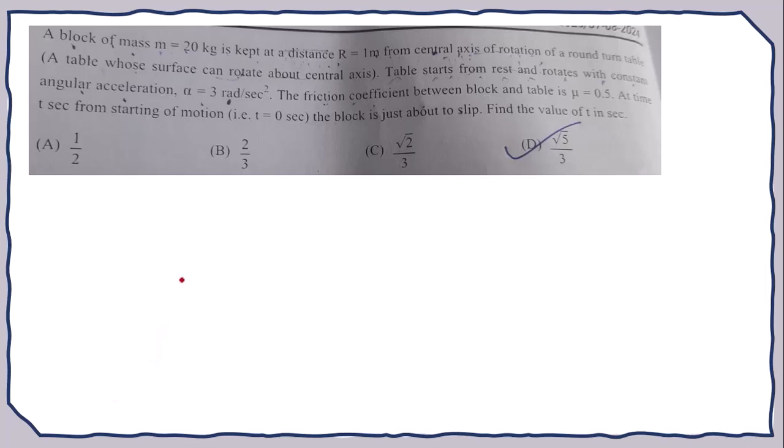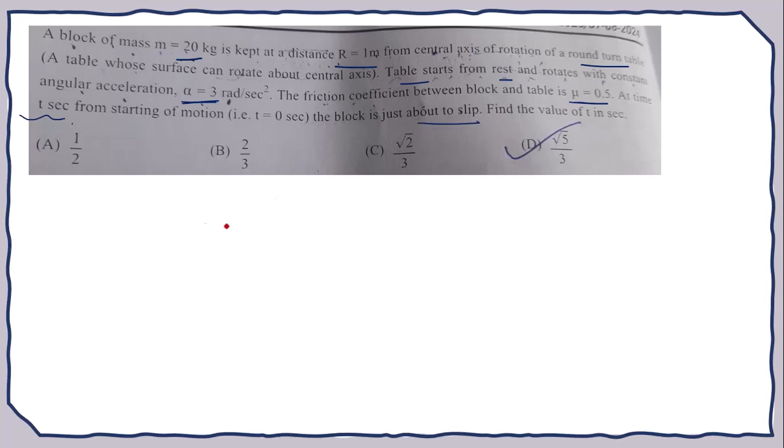Now moving into the next situation. There is a block of mass m of 20 kg kept at a distance of r equals 1 meter from the central axis of rotation of a round turntable. The table starts from rest and rotates with constant angular acceleration of alpha equals 3 radian per second square. The friction coefficient of the block and the table is given as 0.5, and you are asked to calculate the time from the start so that the block is just about to skid.